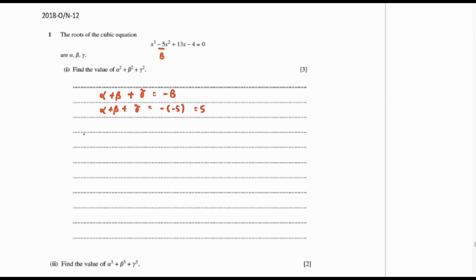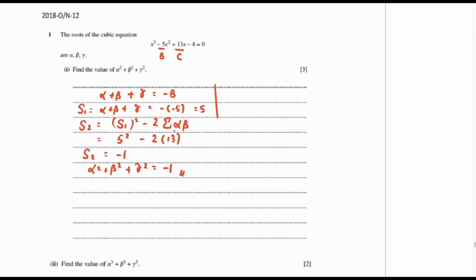From the recurrence relation that we learned, this is actually S1. Now alpha squared plus beta squared plus gamma squared is actually S2. S2 is S1 squared minus 2 sum of alpha beta. We also know that sum of alpha beta is C. So S1 squared, 5 squared, minus 2 times C, which is 13. So 25 minus 26, we get negative 1. So alpha squared plus beta squared plus gamma squared equals negative 1.